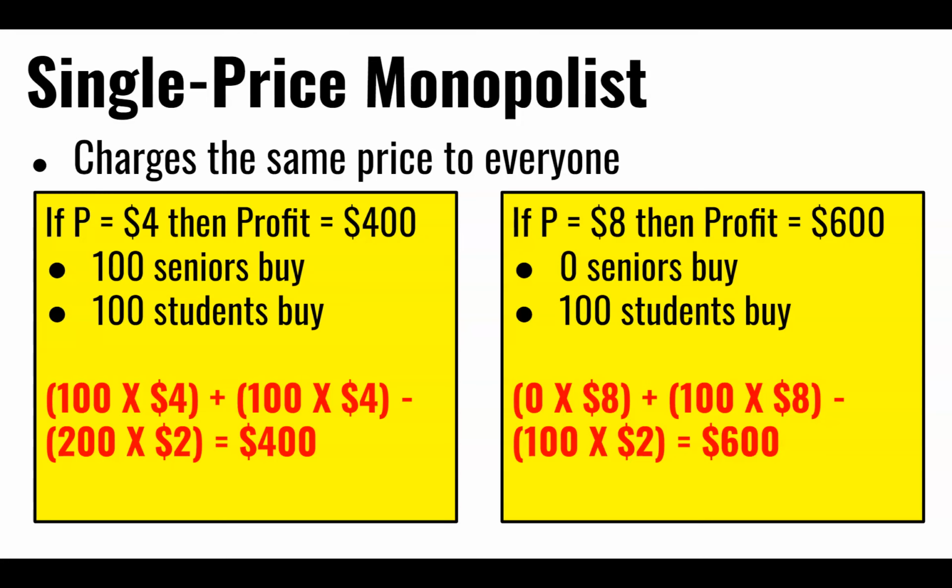If they charge a price of $8, then all the senior citizens are out. The students are still in. They're willing to pay as much as $8 a piece. So you would have $800 in revenue. You're only selling 100 meals. It only costs you $2 a meal to make, so their costs are $200. So the total profit is $600. So if I'm a single price monopolist, I'm going to charge a price of $8. That's going to give me more profit than to charge $4 and keep the senior citizens in the market.